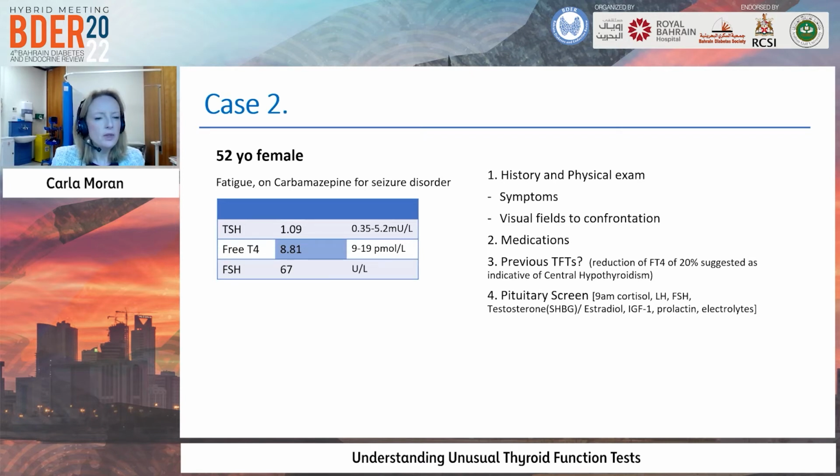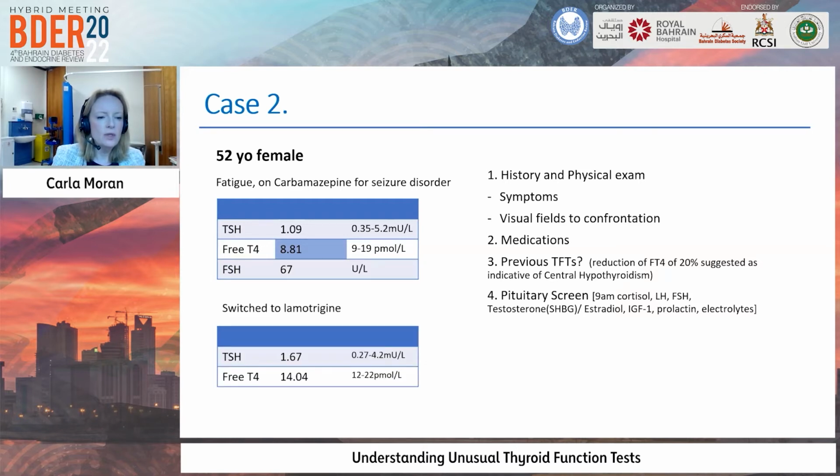So my patient was on carbamazepine for a seizure disorder, and when I performed her pituitary screen and visual fields to confrontation, these were normal. So I felt that this was related to her anti-epileptic drug therapy, and she was later changed to lamotrigine, and you can see that her T4 normalized. So this was an effect of anti-epileptic drugs and not due to central hypothyroidism.